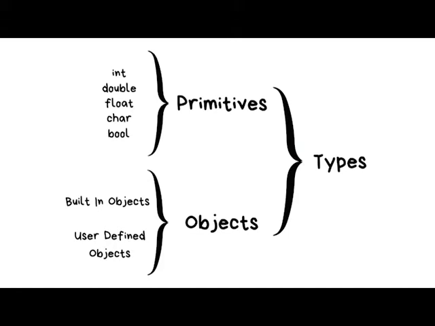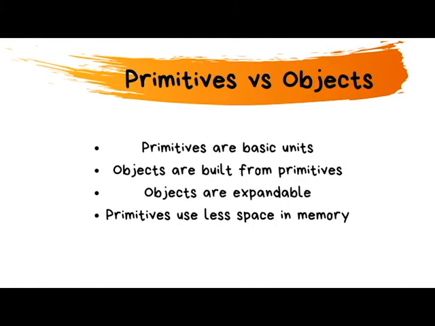We now want to know what the differences between primitives and objects are. So what are they? Primitives are basic units, and objects are constructed using basic units. Because of this, objects are expandable, whereas primitives are not. Primitives are also more space efficient compared to objects. Now that we know the differences, let's see what the keywords are that we need to consider.